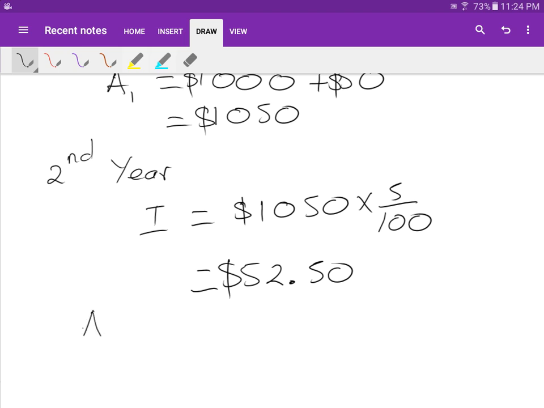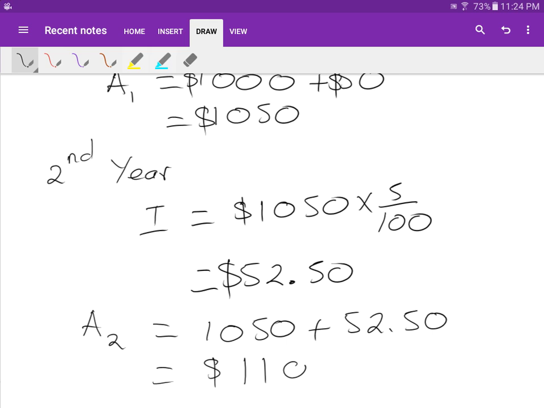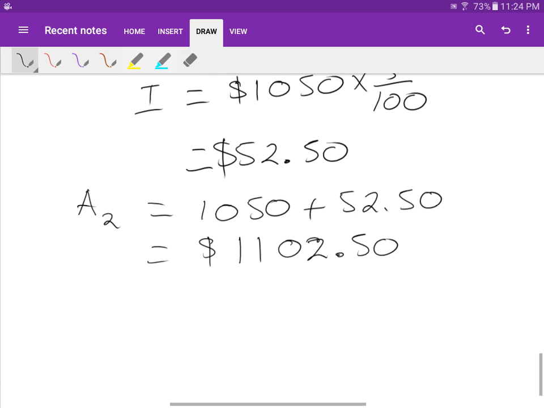Therefore, at the end of the second year, which is I2, I will get 1,050 with the interest on top, which is $52.50 for the second year. So I will get $1,102.50. That's at the end of the second year. That's how much I have.